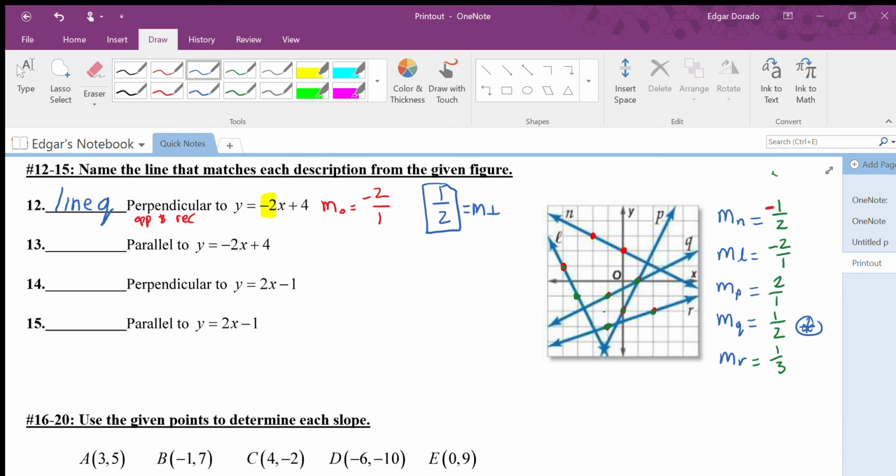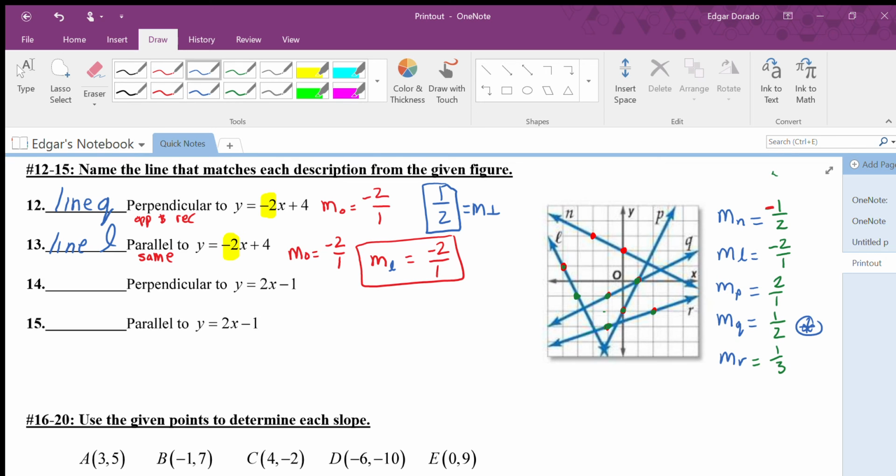Right? Let me do one more, and I'm going to have you guys try the other two. Next one is parallel. Right away, I'm going to go ahead and write same. So I want a line that has the same slope as this line, and this line has original slope of negative 2 over 1. So what other line has a slope of negative 2 over 1? That would be line L. So line L has a slope that is parallel, or is a line that is parallel to y equals negative 2x plus 4.